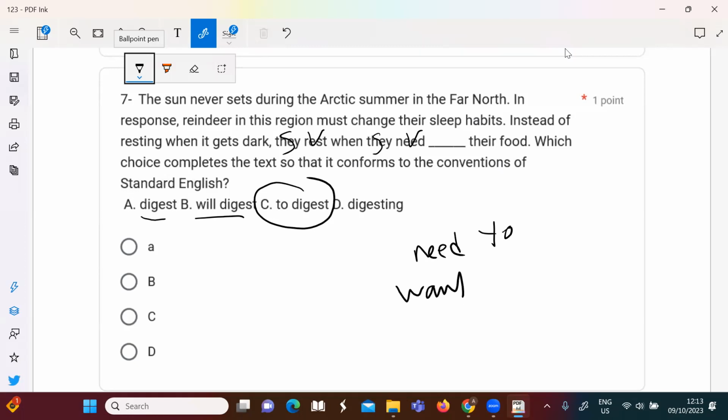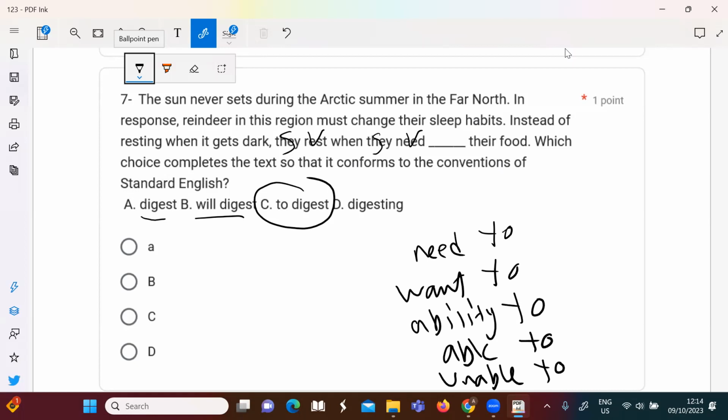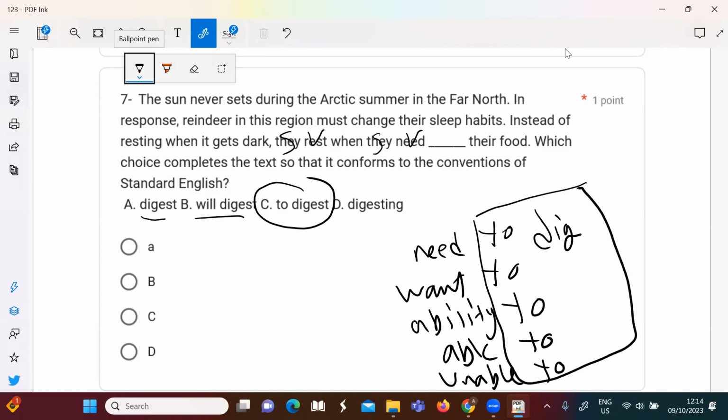ability to, able to, unable to. So need, want, ability, able, unable must be followed by non-finite verbs: to digest, to eat, to swim, whatever. I need a non-finite verb. I already have a finite verb, so I don't put two finite verbs back to back. Not "they need play" or "they need study". No: they need to play, they need to study, they need to sleep. I need a non-finite verb. So the right answer is "to digest".